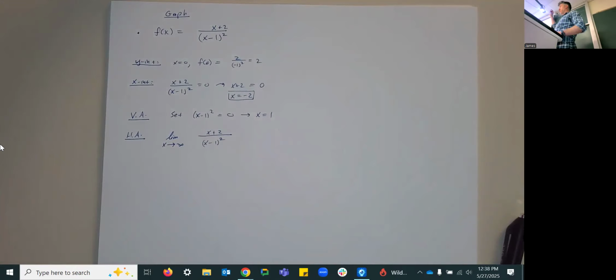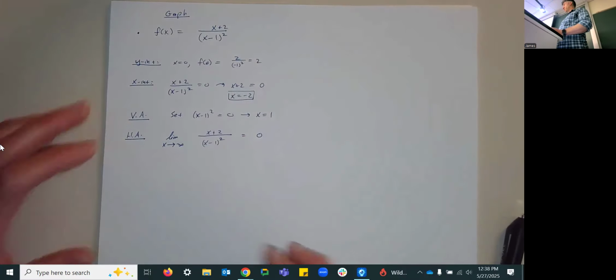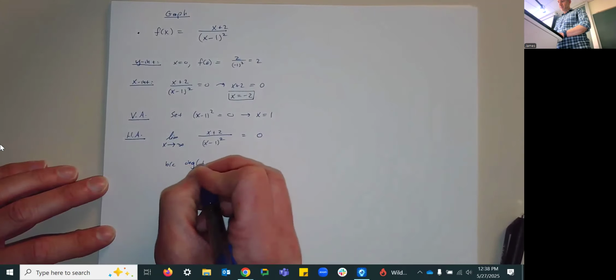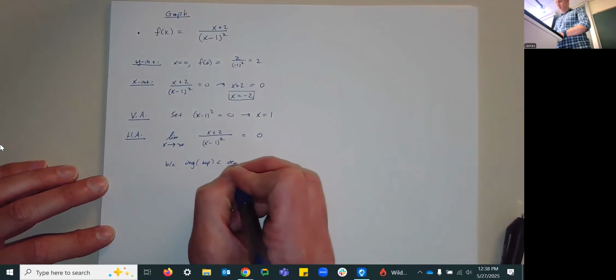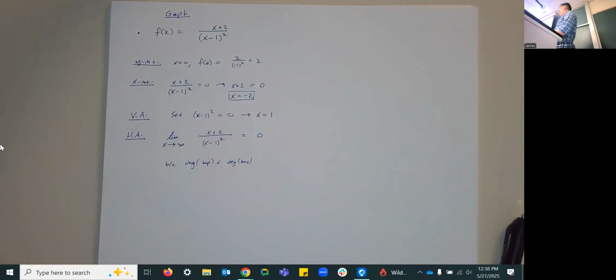The numerator has degree 1 because we have x to the first. The denominator has degree 2. If you multiply it out, you get x squared minus 2x plus 1. Since the denominator has a larger degree, this fraction is going to get smaller and smaller as the inputs get larger and larger. This is going to equal 0 because the degree on top is less than the degree on the bottom. We don't want to do all the work of dividing everything by x squared and then seeing what the limit is. We're just going to use the tricks we've learned from previous weeks.